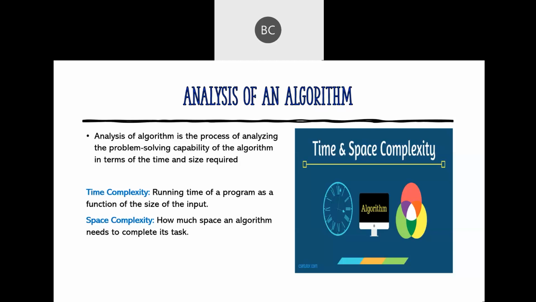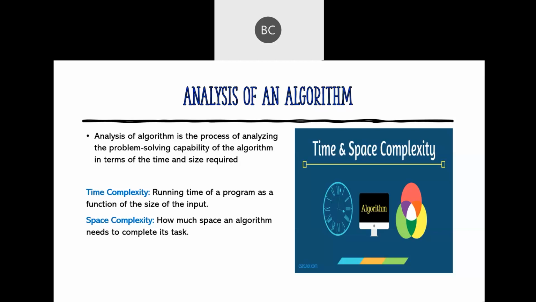In a simple way, we analyze an algorithm or check its efficiency in terms of time and space. There are two terms associated with any algorithm: one is time complexity and one is space complexity. Time complexity means how much time your program or algorithm will take to execute, as a function of the size of the input. So input size matters. The second thing is space complexity. Space means how much memory it is going to require to completely execute the program.